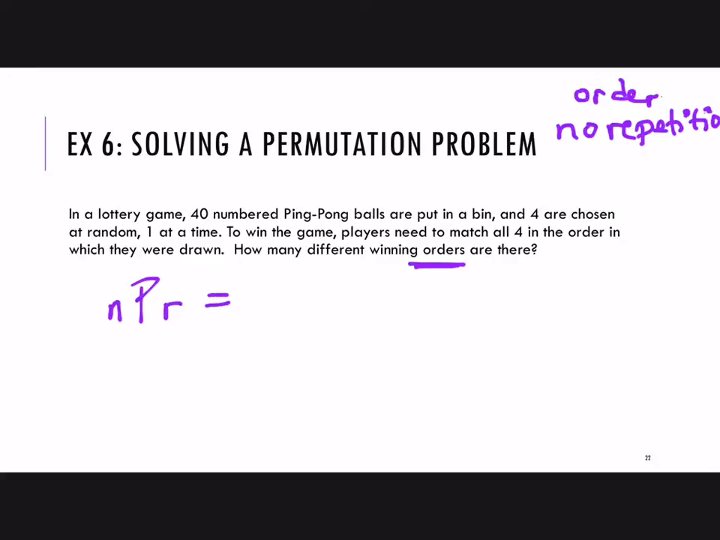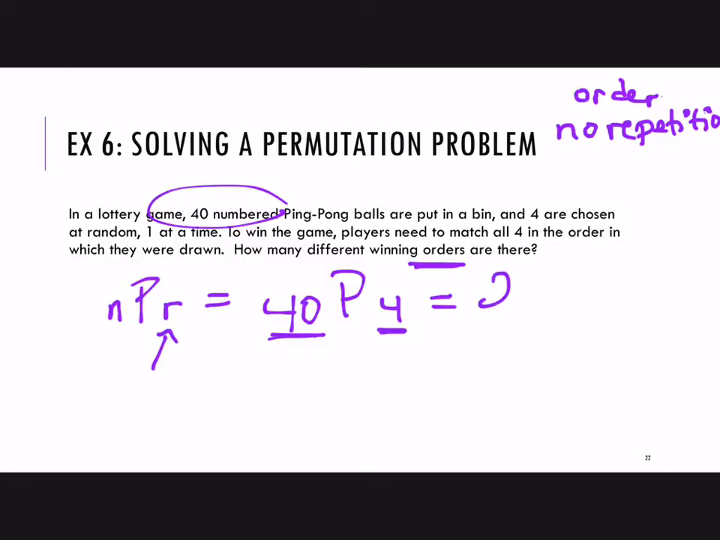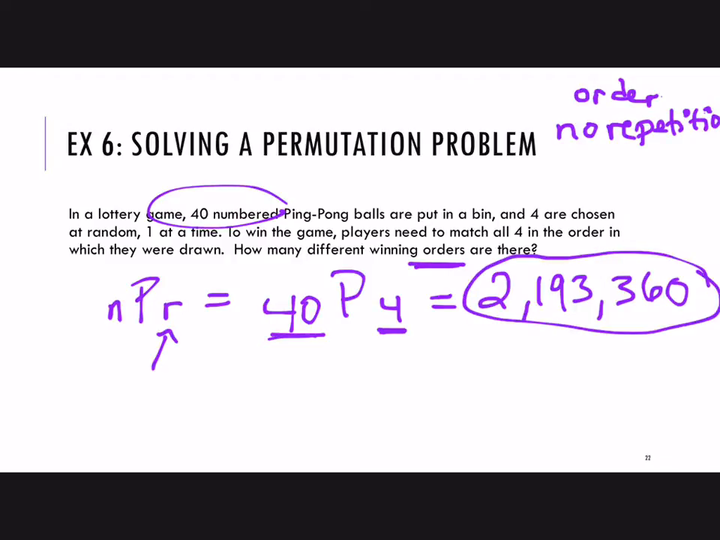So n represents the total number of available objects. So here we have 40 ping pong balls. And then we want to arrange in order how many of them? Well, we're choosing 4, so that represents r, the number of things that you're choosing. So it's always the larger number goes on the left, smaller number on the right. Okay, so calculate that, enter that in, and the answer is 2,193,360. Quite a few ways to arrange 4 of those ping pong balls.